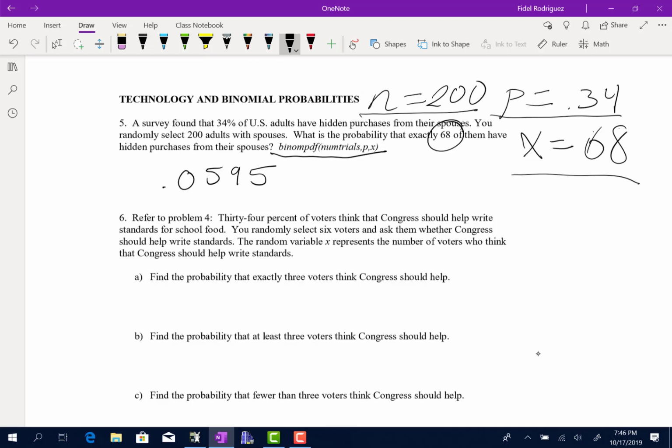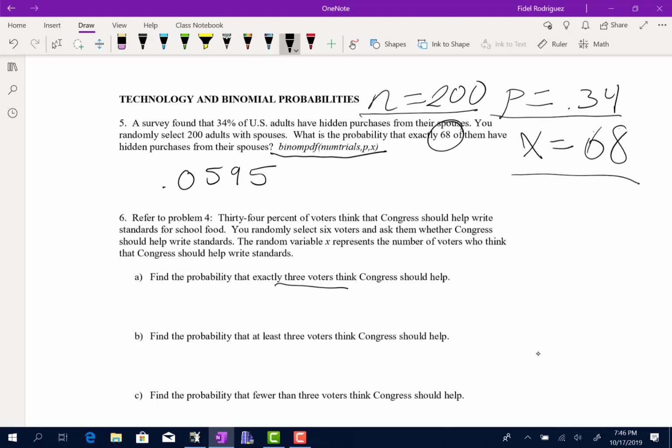Alrighty. Okay, so guys, now if I look at the next problem, it says refer to problem number 4. It says 34% of voters think that Congress should help write standards for school food. You randomly select 6 voters and ask them whether Congress should help write standards. The random variable X represents the number of voters that think Congress should help write standards. Find the probability that exactly 3 voters think that Congress should help.